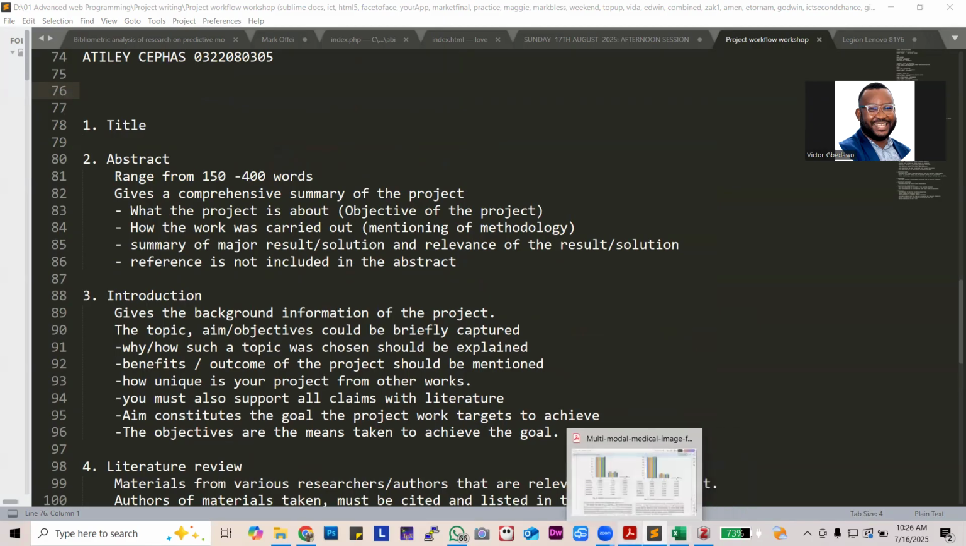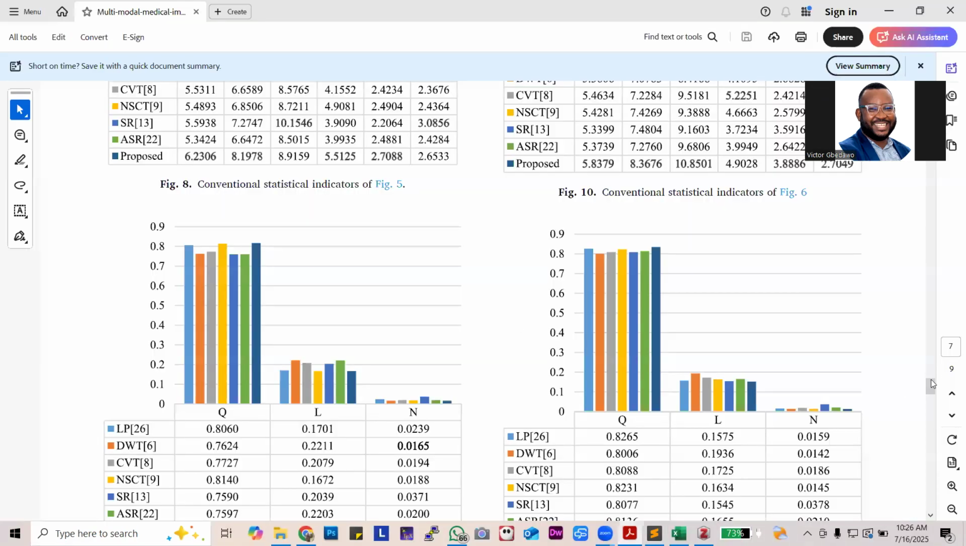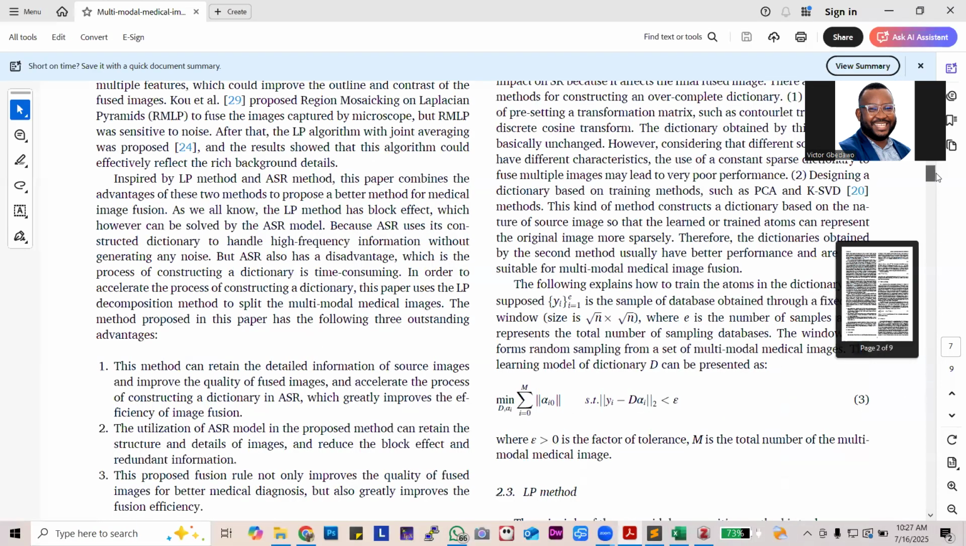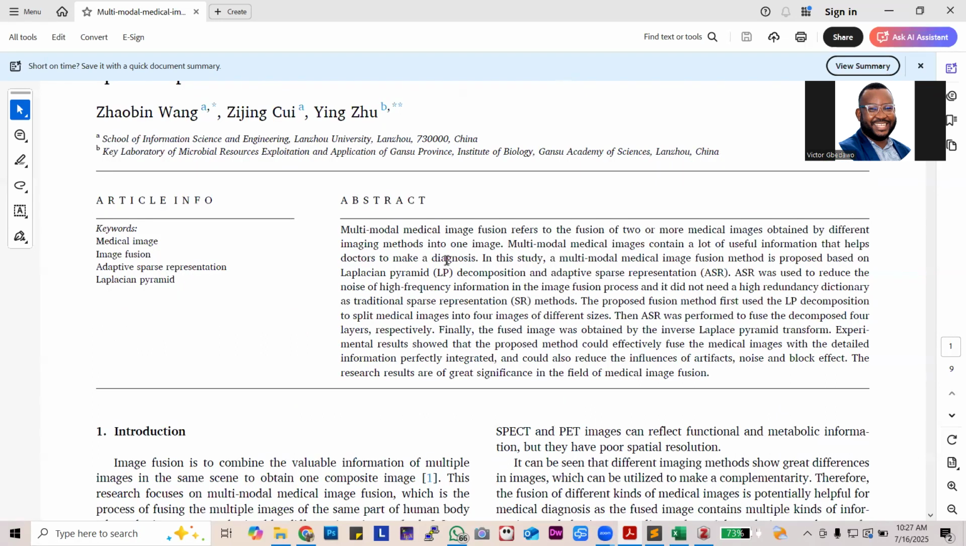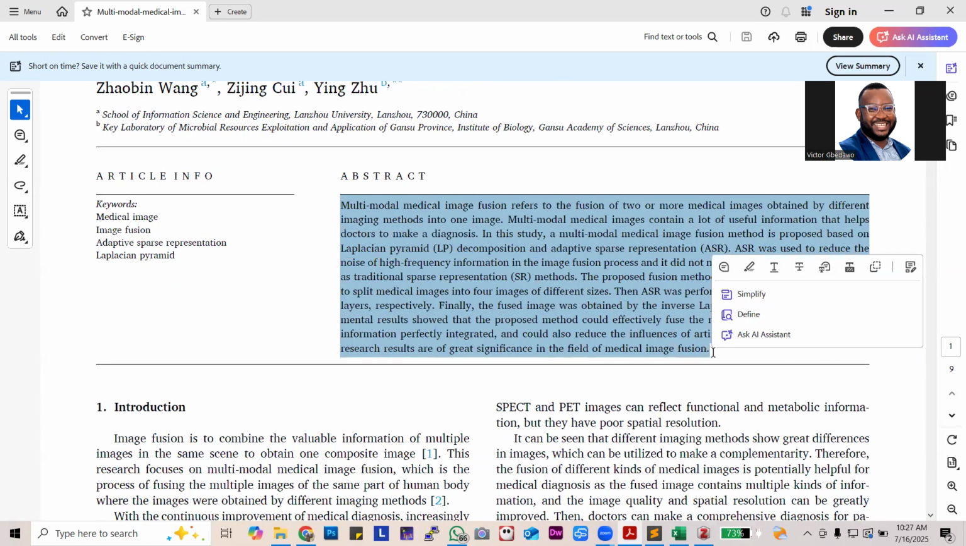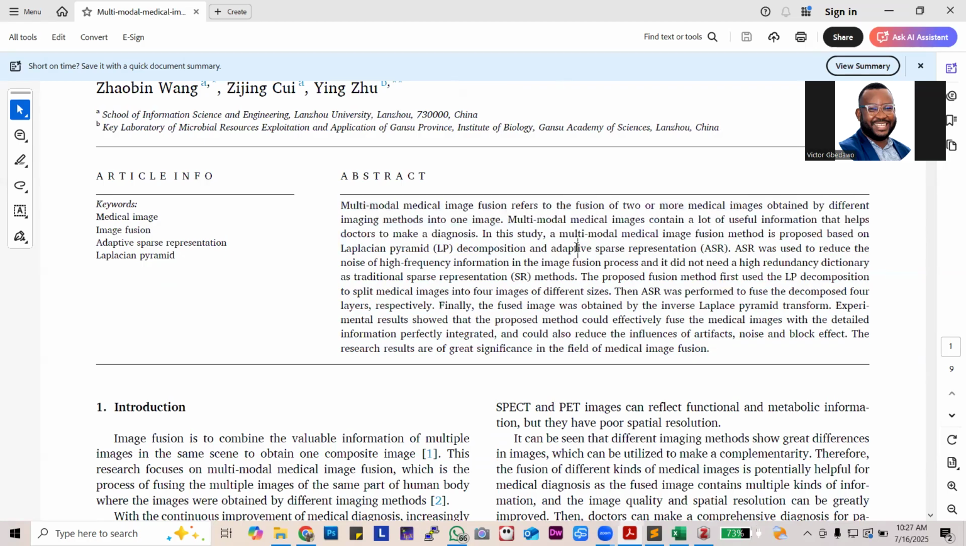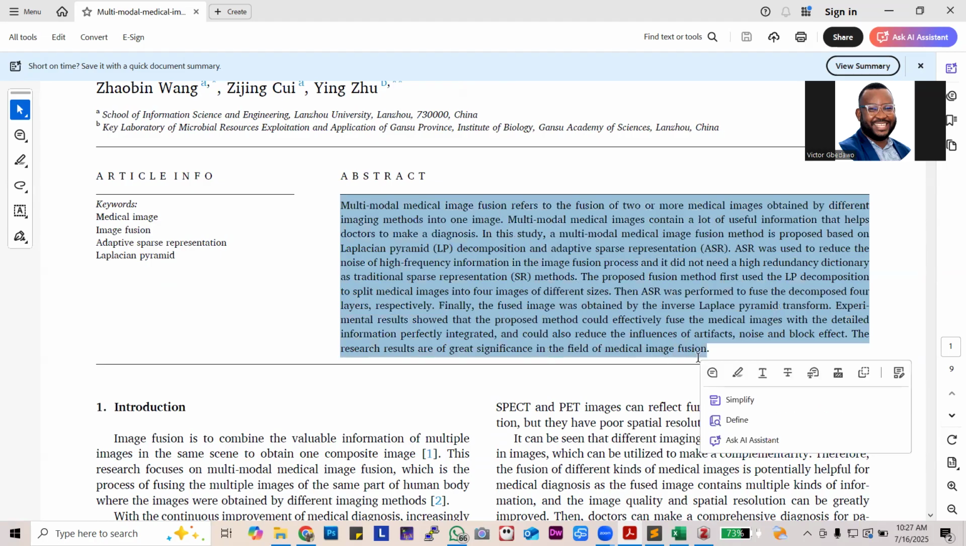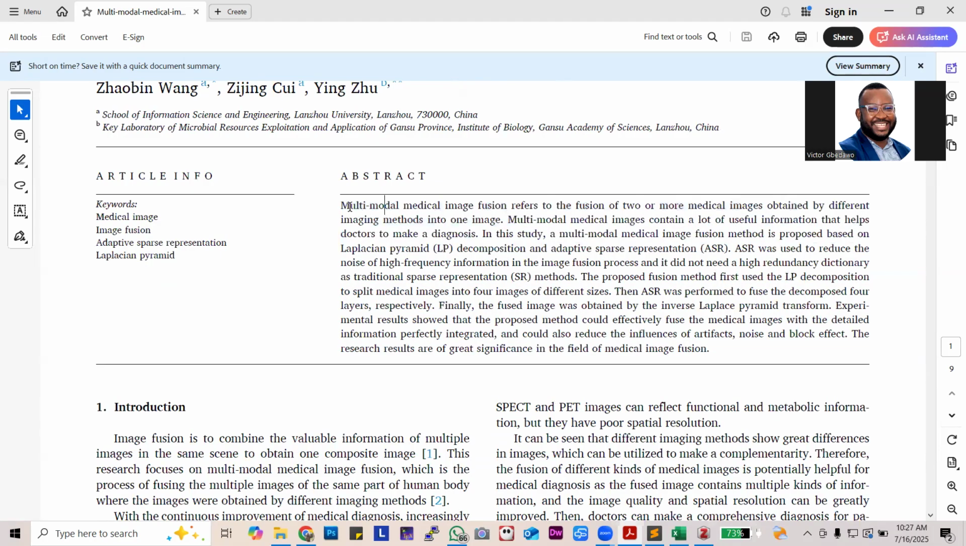This is why I have an article here to show you. So let me just show you an article. You see, this is the whole abstract from here to here. You see, it's not much. Something simple. And this is a summary of work. And when we read through this article, you realize that it's telling us everything about the work.